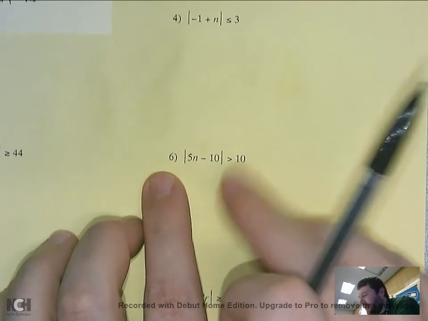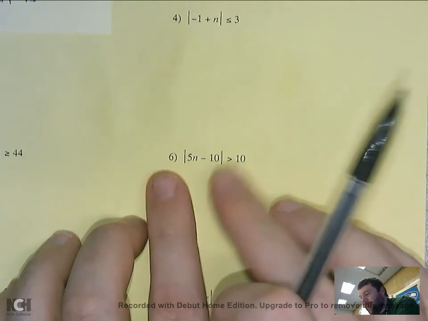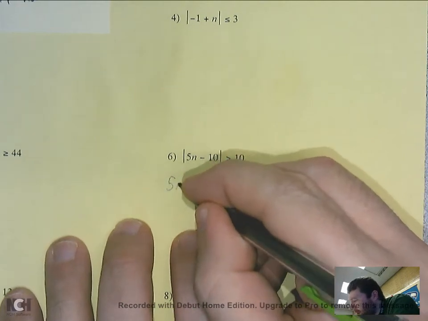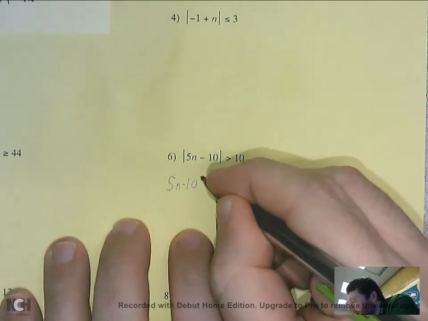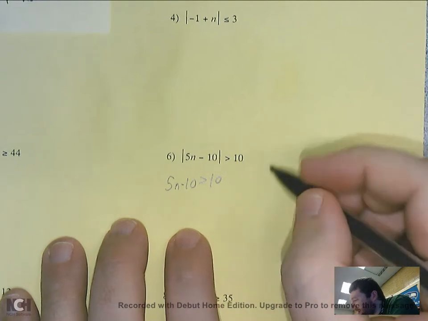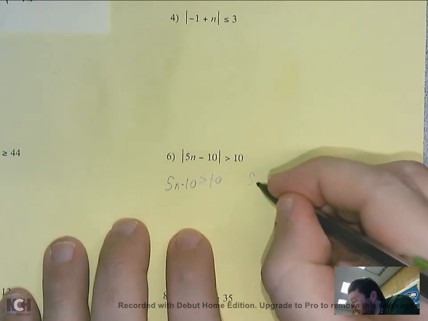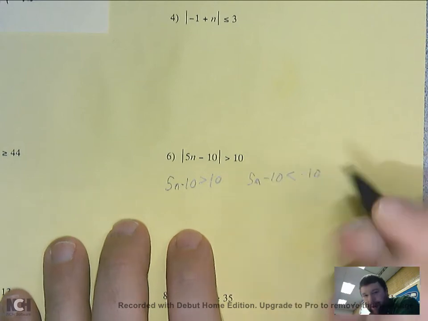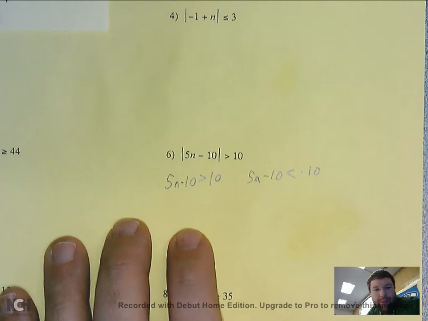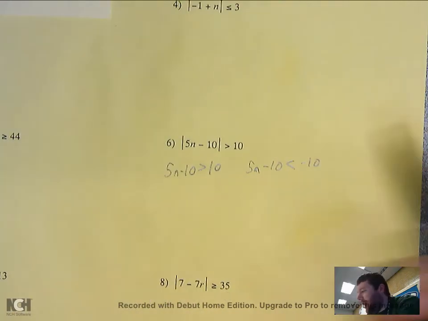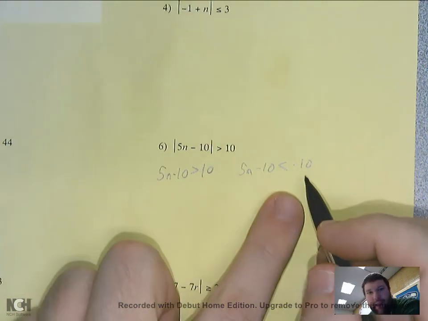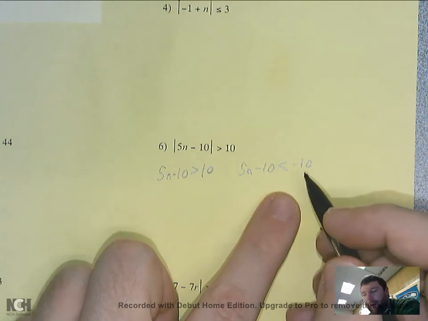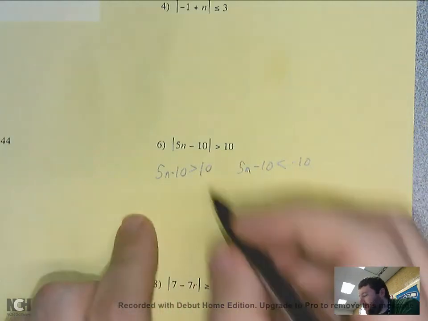So the absolute value is all by itself, and so this is where I split it into the two equations. 5n minus 10 could be greater than 10, and 5n minus 10 could be less than negative 10. Let me pause it here real quick. Okay, so we split it, we changed the direction of the inequality symbol for the negative part, right? And then we just solve it like a normal two-step equation.